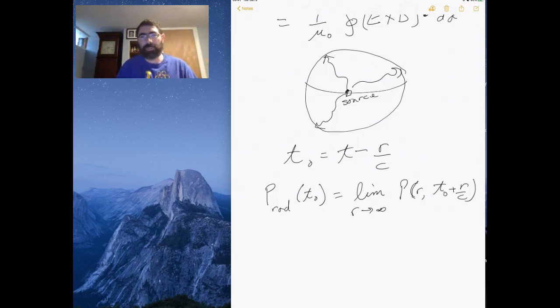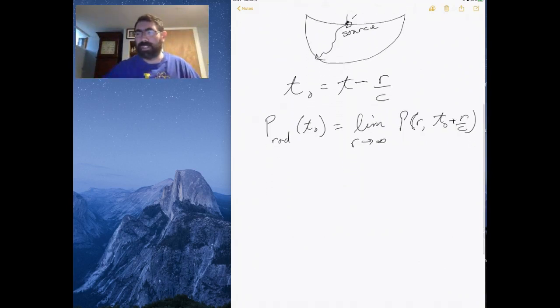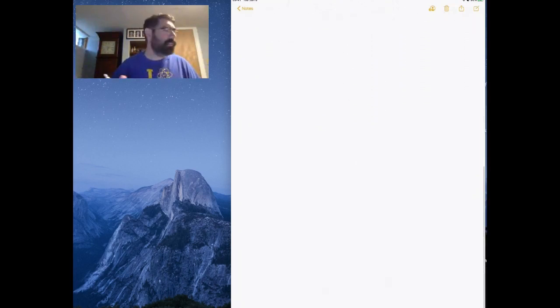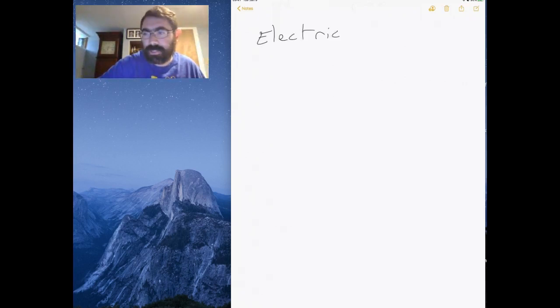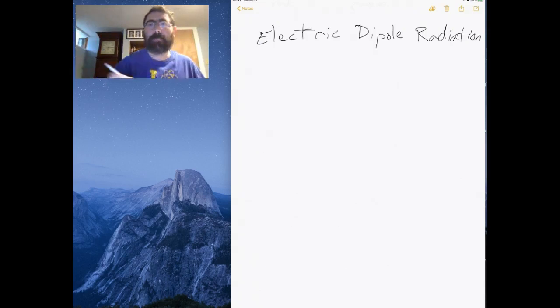So now I want to go over a couple of cases to get us started on calculating the radiation fields. Okay, so first we're going to start with electric dipole radiation. This is a pretty simple case.